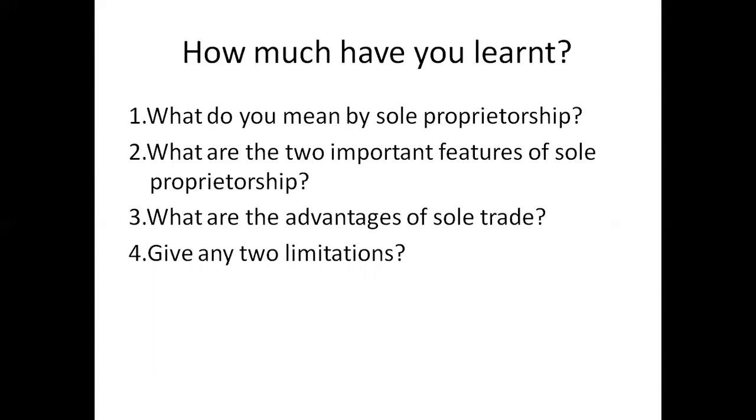Okay, let's test how much you have learned. What do you mean by sole proprietorship? Sole proprietorship means a person is self-employed and has his own business. Okay. What are the two important features of sole proprietorship? Sole ownership, unlimited liability. Yes, very good. What are the advantages of sole trade? Profit is not shared, and decision making is speedy. Yes. Give two limitations of sole trade. Limited capital and unlimited liabilities.